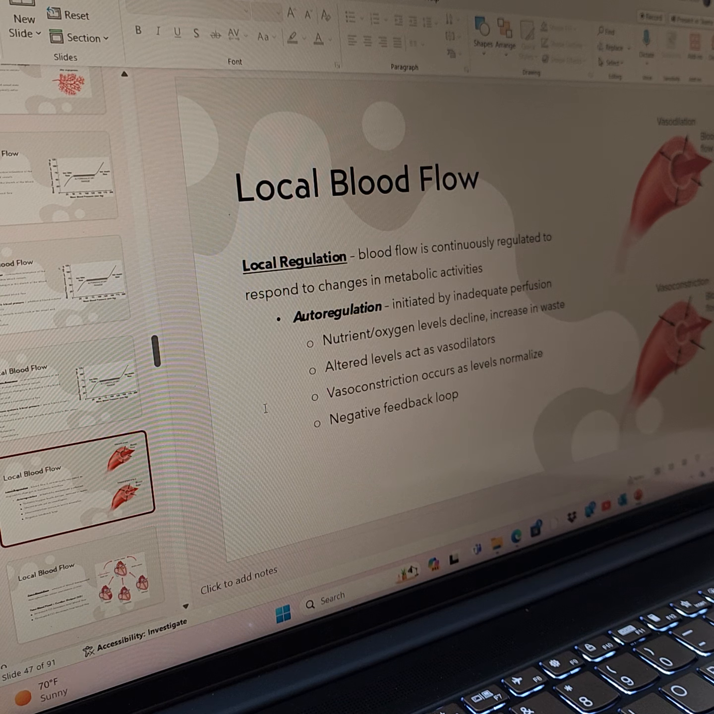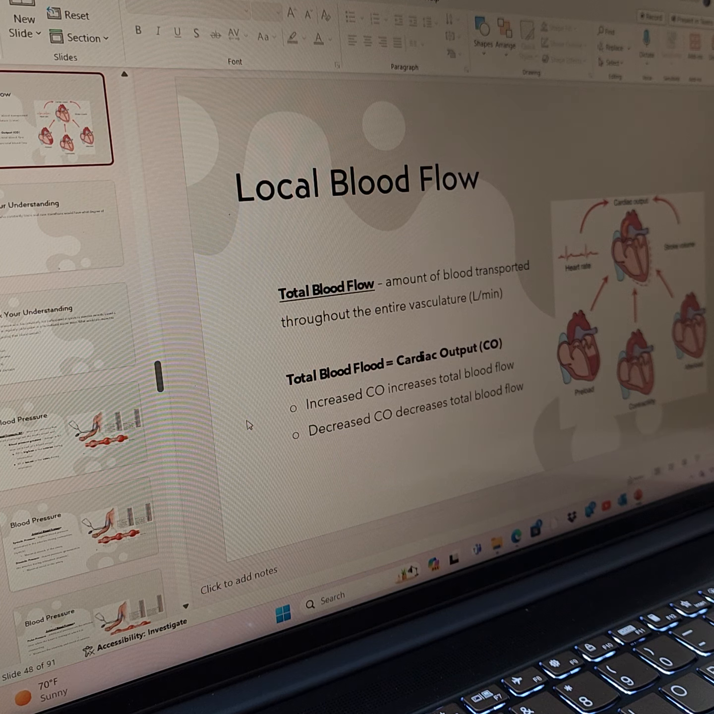So local regulation: blood flow is continuously regulated to respond to changes in metabolic activities. It's autoregulation initiated by inadequate perfusion, nutrient and oxygen levels decline, an increase in waste, things of that nature. Altered levels act as vasodilators. Vasoconstriction occurs as levels normalize, and it's a negative feedback loop. So vasodilation, increase in blood flow; vasoconstriction, lower blood flow.